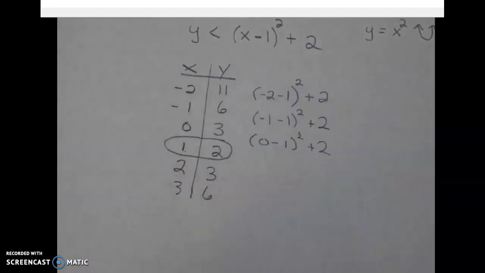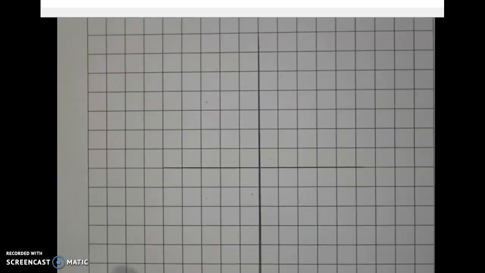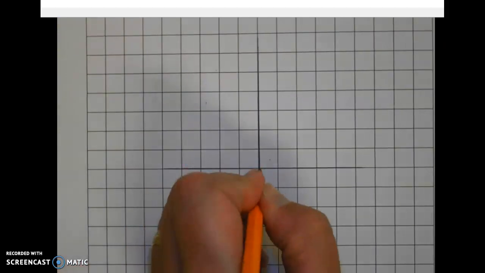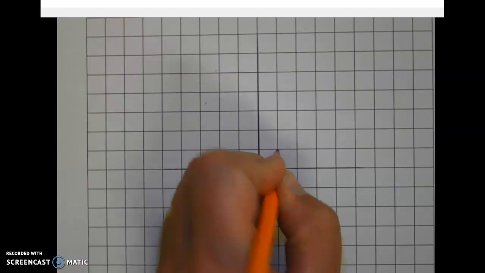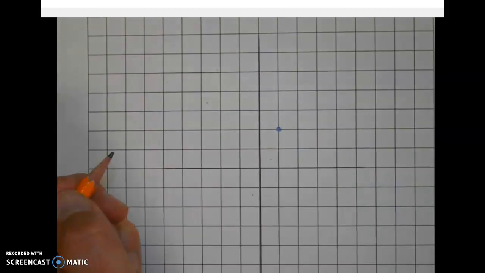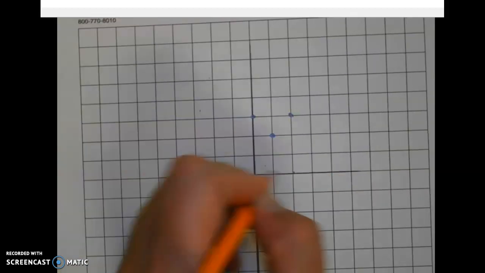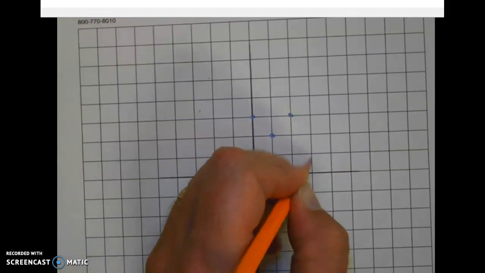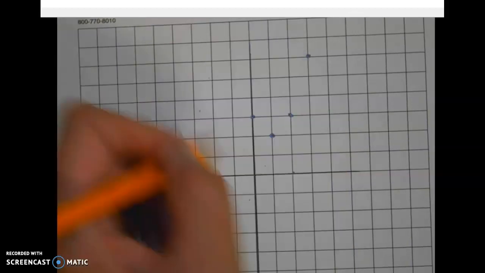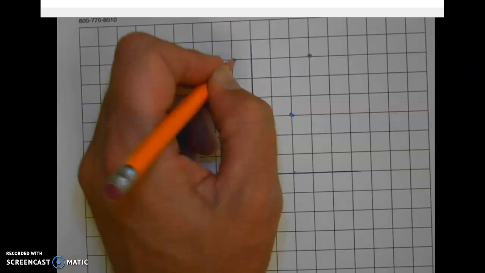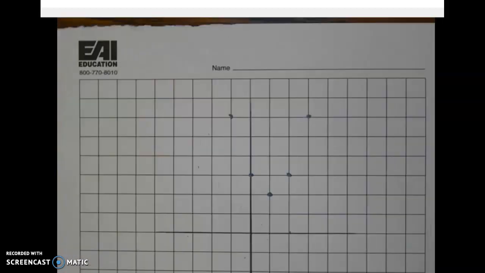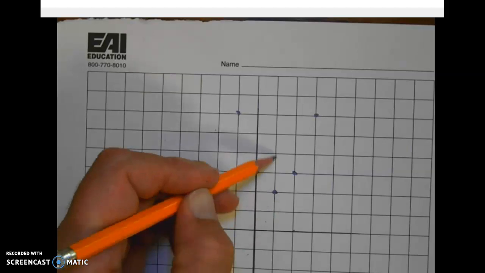So now that we have some points, we go to our graph and we start plotting them. So our vertex, if you'll recall, hopefully you have those points written down, is 1, 2. So 1, 2. And then plotting the other points, 0, 3, 2, 3, 3, 6, and -1, 6. Oh, do you see it? You see the axis of symmetry going through?